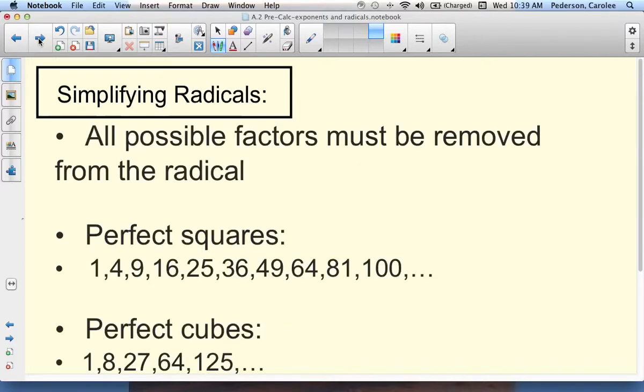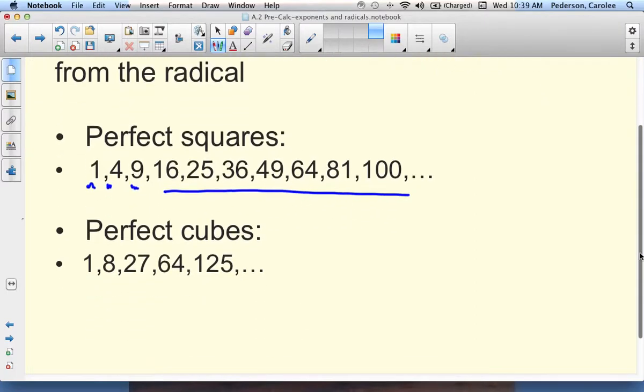Remember that you need to know your perfect squares. So 1 times 1 is 1, 2 times 2 is 4, 3 times 3 is 9, etc., all the way up to 100. And then perfect cubes: 1 times 1 times 1 is 1, 2 times 2 times 2 is 8, 3 times 3 times 3 is 27, and continue on.